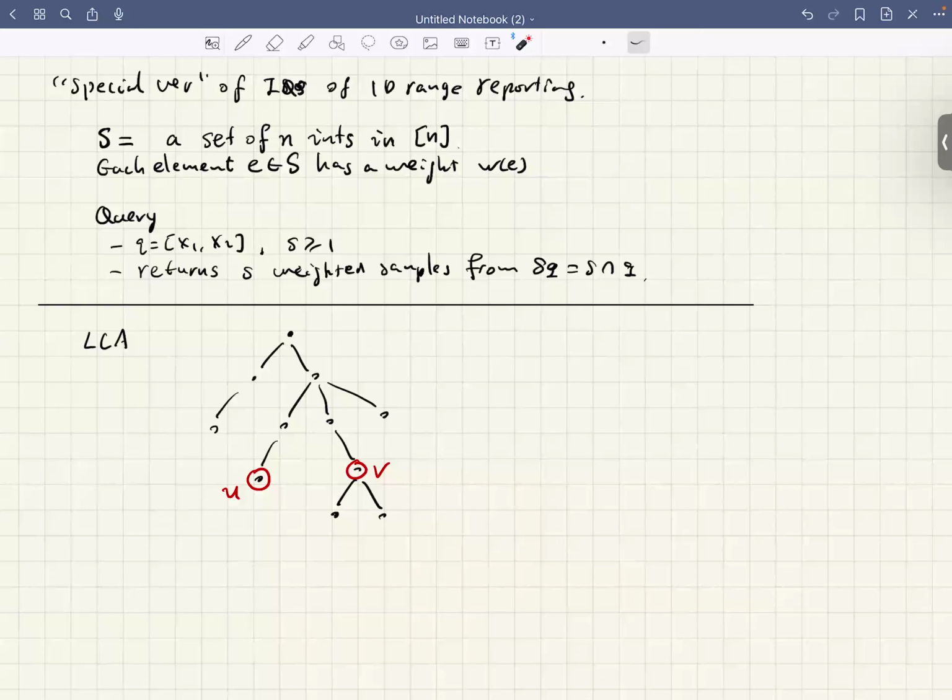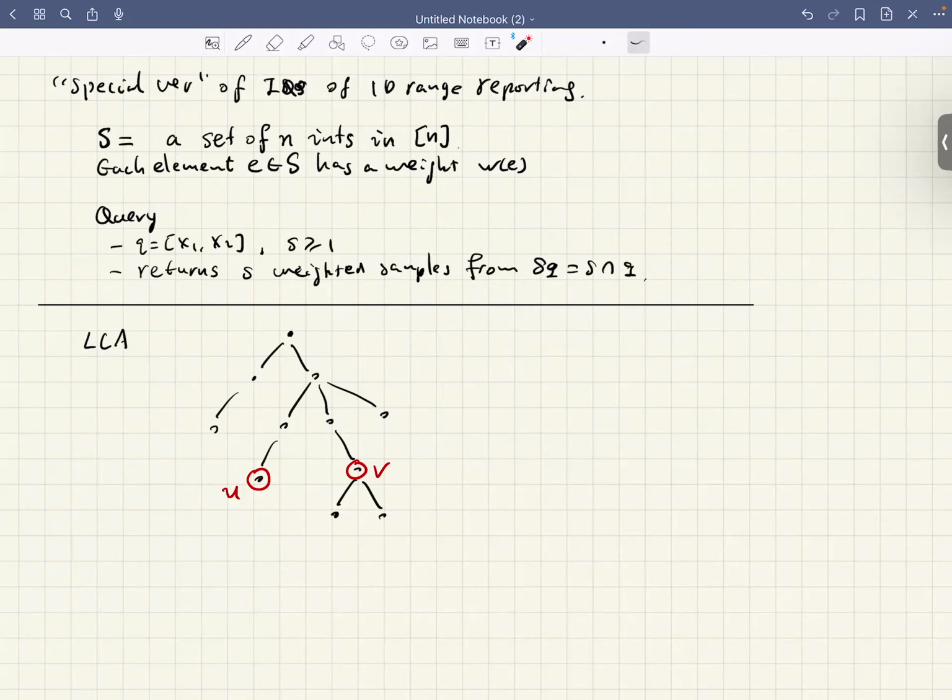You mean do some pre-processing? Yes, definitely. It's a data structure problem, so you do pre-processing. The space of the data structure is linear in the size of the tree. So the number of nodes and the number of edges are at the same level. All right, so that's LCA.